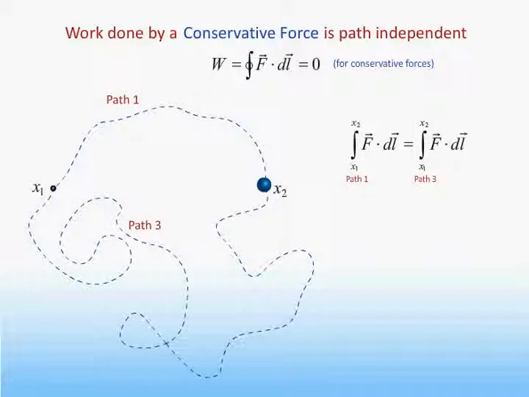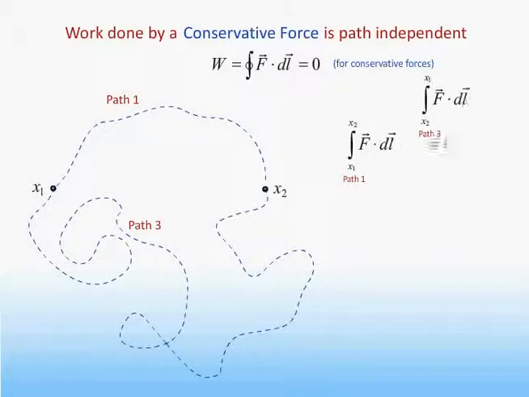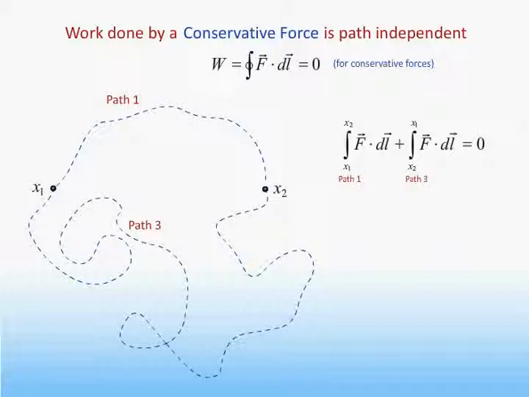However, the work done from x1 to x2 on the bottom segment must be equal to minus the work done from x2 to x1 along the bottom segment, since we have just interchanged the endpoints. Now we can see that the work done around the closed loop is equal to the sum of the work done from x1 to x2 along the top segment and the work done from x2 to x1 along the bottom segment. This sum is zero.